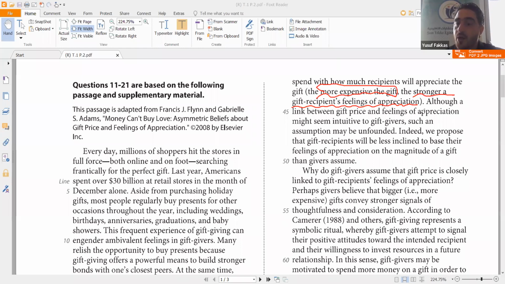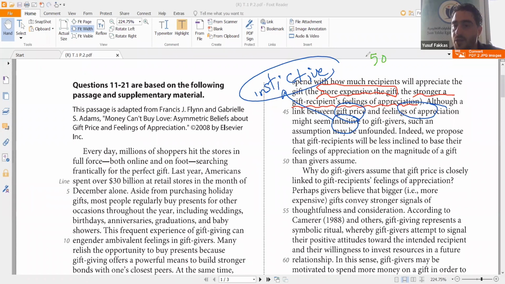Now, here's the thing. Although a link between gift price and feelings of appreciation might seem intuitive, that's something instinctive, right? I mean, it's in our nature. And we're not just making this link in a stupid way. No, it's intuitive, it's instinctive, it makes sense, right? If I buy you something for $50, you're gonna love it. But what if I buy you something for $200? You are supposed to love it more, right? It's more expensive. So they said, despite that this explanation is intuitive, such an assumption may be unfounded, which means it doesn't really work. It has no basis. That's just how we think.